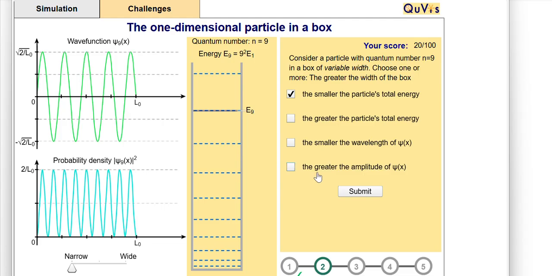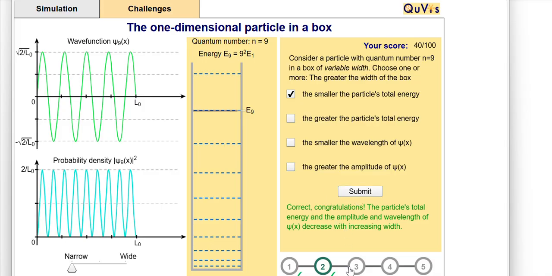And then what happens to the amplitude? Amplitude, if you think about it, is always derived from the probability density function. That means I'm trying to calculate this square to be equal to 1. So if L is dragged out like that, L becomes bigger, then this part should drop, which means amplitude should drop, not get greater. So I think only 1 is correct. Okay, great.